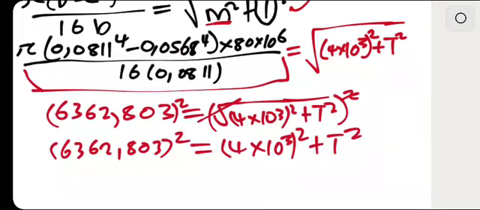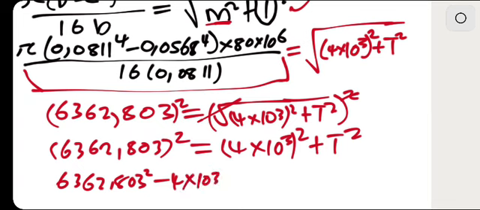Alright, so just take that to the other side. Just subtract: 6362.83 squared minus 4 times 10 to the power of 3, to the power of 3 there. Then we square. Remember also that the squared will be equal to T squared.